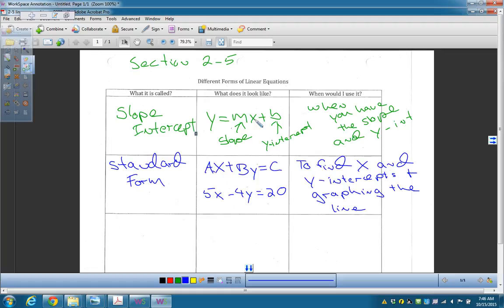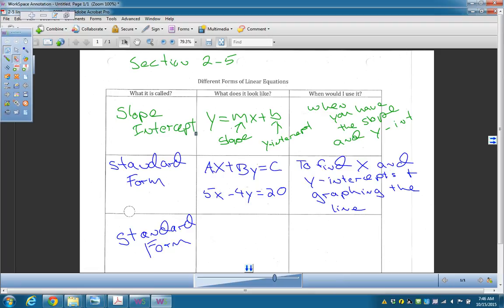We're going to talk about the last one in a minute. But I'm going to show you why point slope form is a useful one. Sorry, I said standard form, I meant point slope form. We already said point slope form, but we'll come back to this.